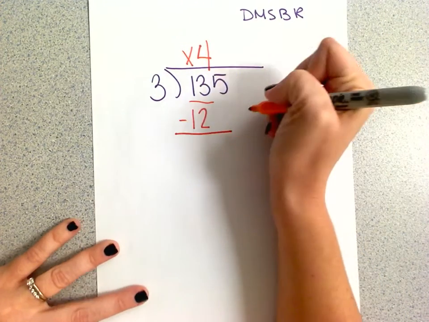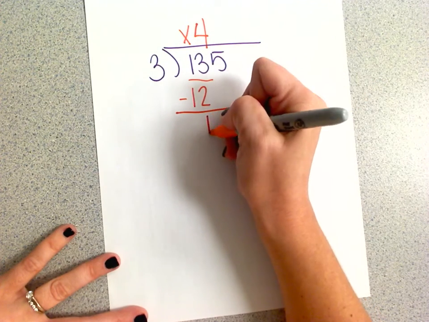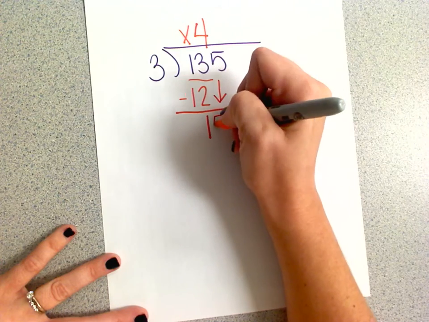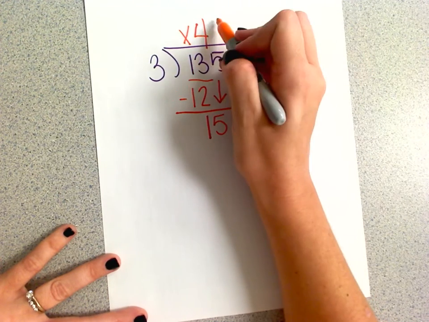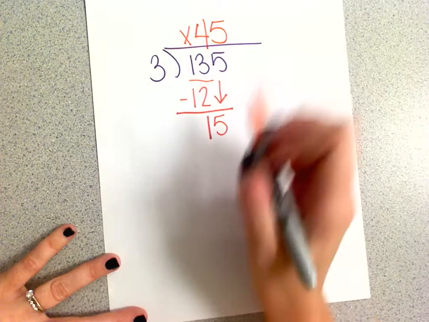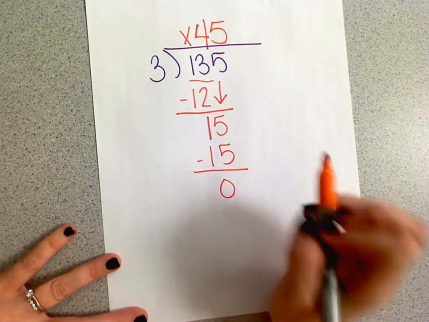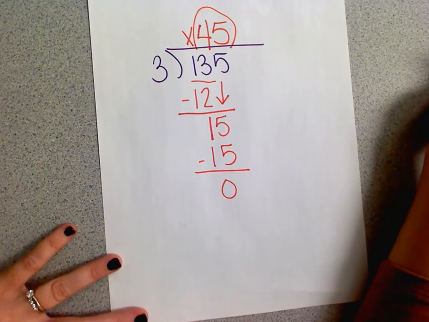Okay, so we're multiplying, subtracting. 13 take away 12 is 1. Next, bring down that 5. Repeat, divide. 3 goes into 15 how many times? 5. 5 times 3 is 15. Subtract. 0, nothing left to bring down. My answer, my quotient, is 45.